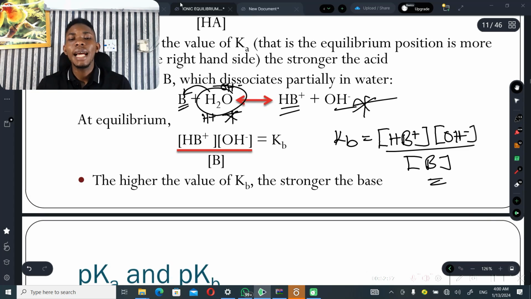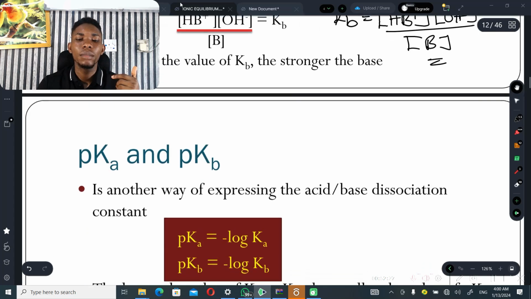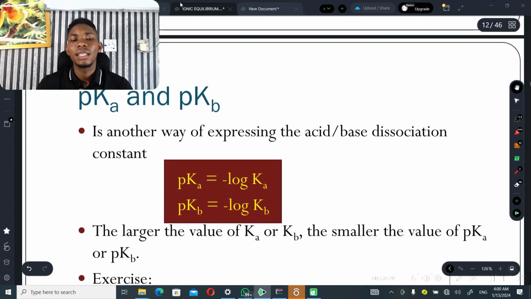For Ka. Now, the higher the value of Kb, the stronger the base. Of course, we said the higher the value of Ka, the stronger the what? The acid. Now, the higher the value of Kb, the stronger the base. All right, so that is that.